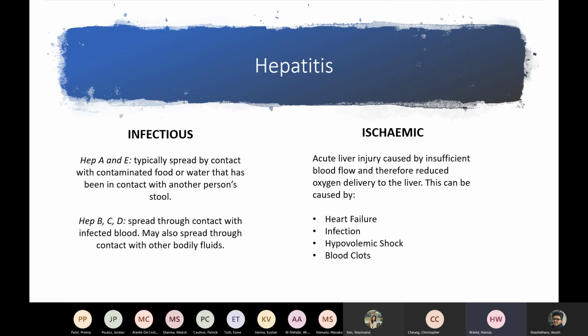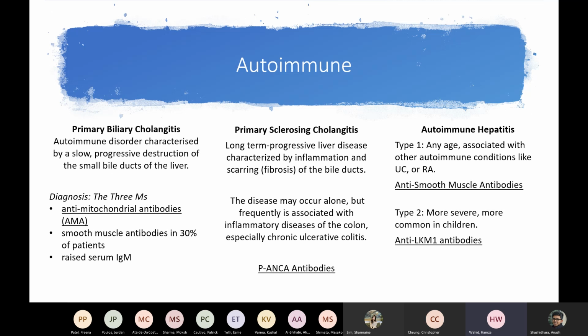Ischemic hepatitis is just the liver not getting enough oxygen, causing death of liver cells. And that can be caused by any sort of thing that will stop blood flow, like heart failure or infection or abnormal heart rhythms or hypovolemic shock because of bleeding or a blood clot. Anything of that nature. Then Anusha's favorite cause of hepatitis is going to be autoimmune. There's also another couple of autoimmune conditions associated with the liver. Could someone say what they are?